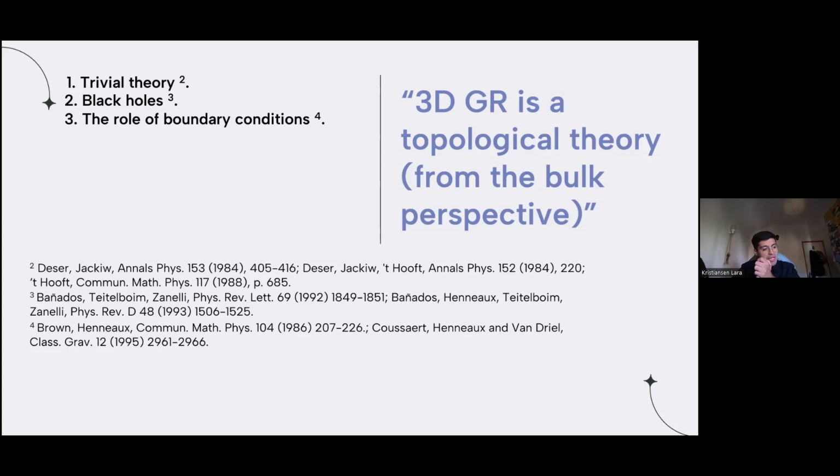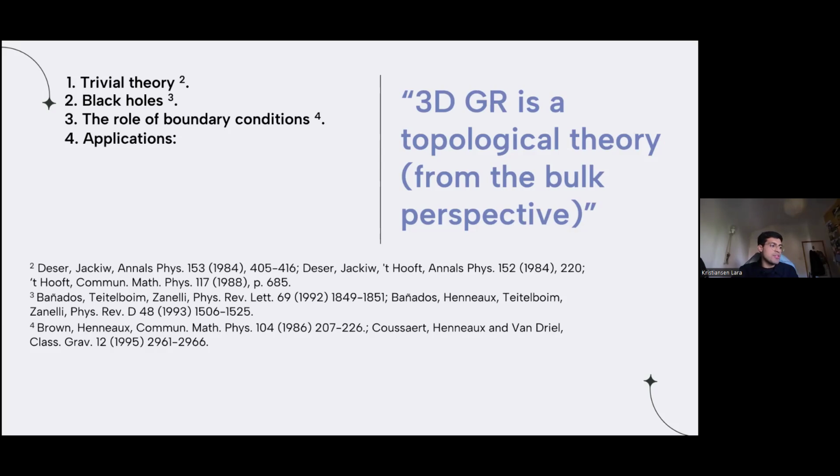As Coussaert, Henneaux, and van Driel taught us, with the Brown-Henneaux boundary conditions, although the theory lacks bulk propagating degrees of freedom, it has boundary propagating ones. Also important, because they allow us to define asymptotic symmetries, and asymptotic symmetries correspond to the set of gauge transformations that preserve the form of the boundary conditions. So basically, we have a black hole, asymptotic symmetries, and boundary propagating degrees of freedom.